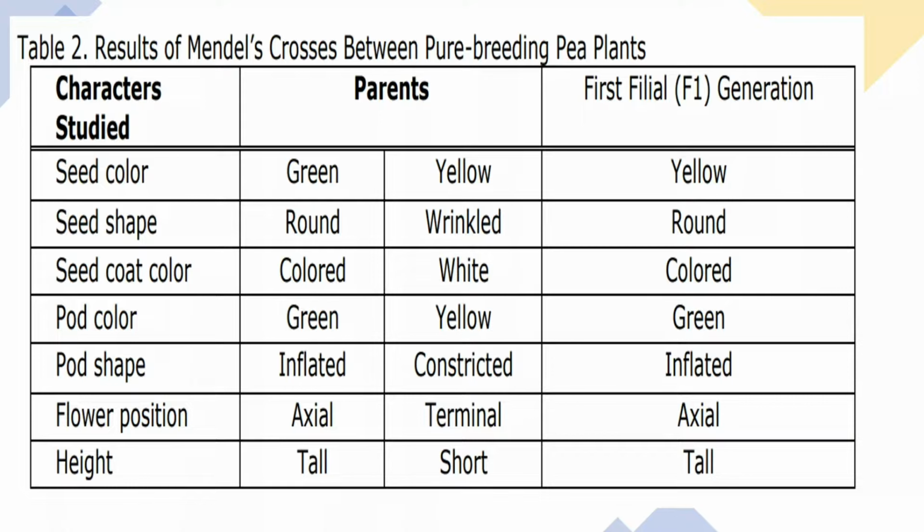So, kagaya nito na sa table, makikita nyo na yellow yung naging first filial generation nung pinag-combine niya yung green and yellow na seed color ng pea plant. And then, yung seed shape naman, which is yung round and wrinkled, naging offspring naman nila is round. At yung seed color, yung colored and white, ay colored naman ang lumabas. Yung pod color, combination ng green and yellow, green naman ang naging offspring niya.